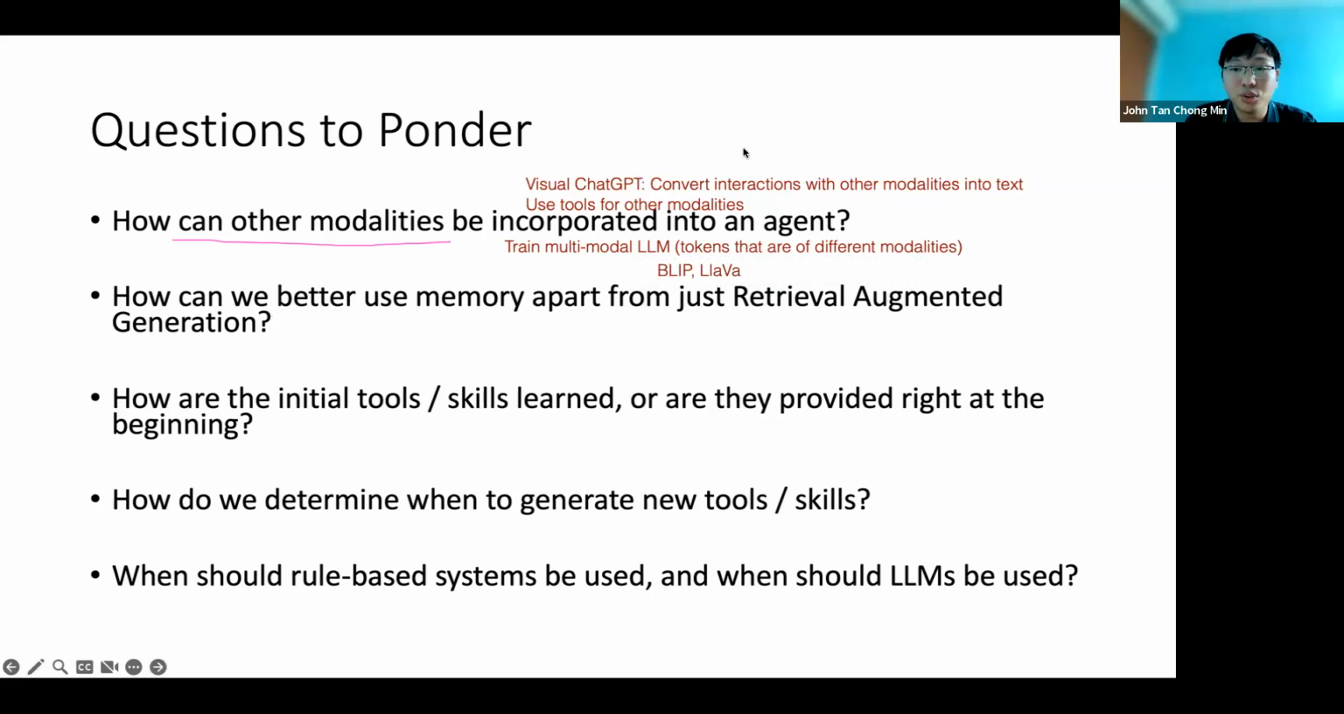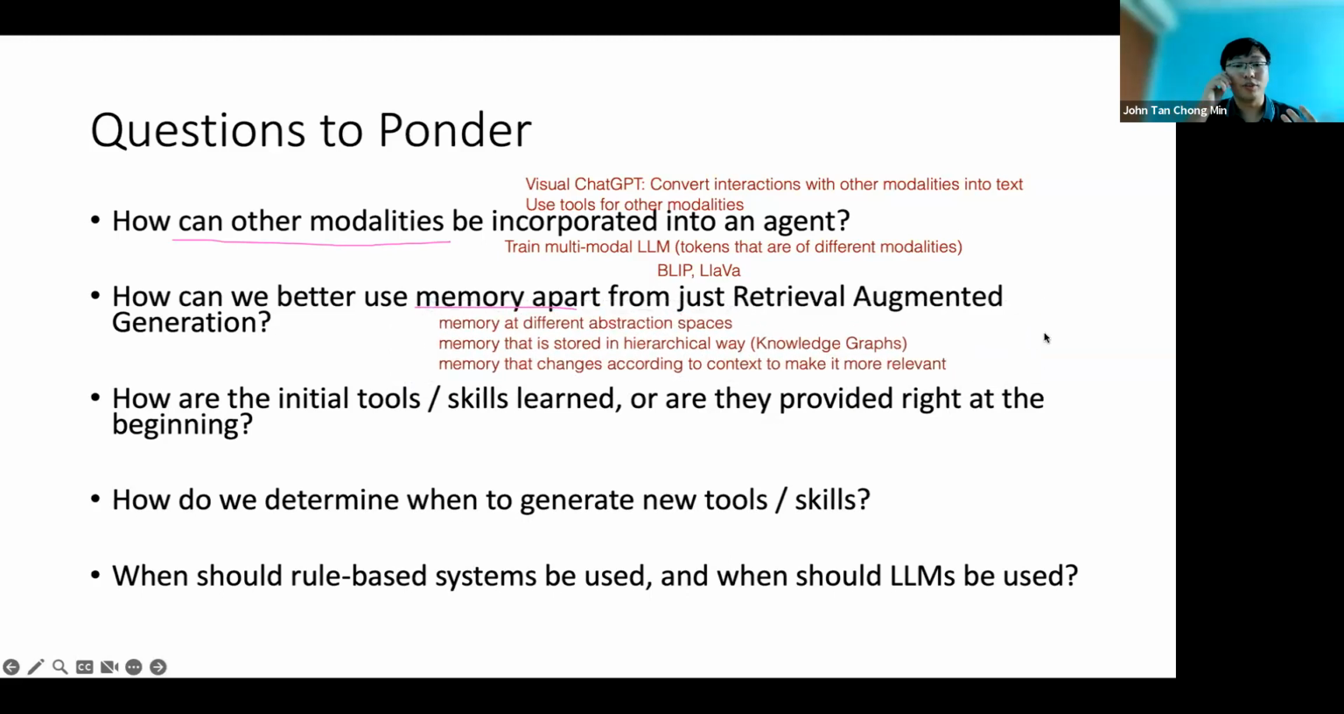Okay, next, how can we better use memory? So this part here, I answered a little bit in the earlier slides. One way is to do memory at different abstraction spaces. Maybe you also need to have a memory that is stored in a hierarchical way, like knowledge graphs. You also might need memory that changes according to context to make it more relevant. So this is like the way that our memories can change when we retrieve it.